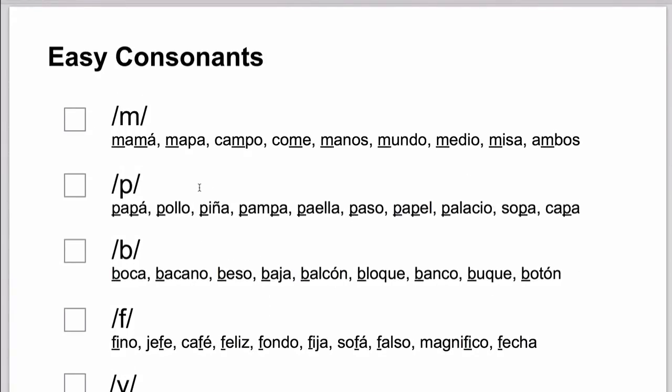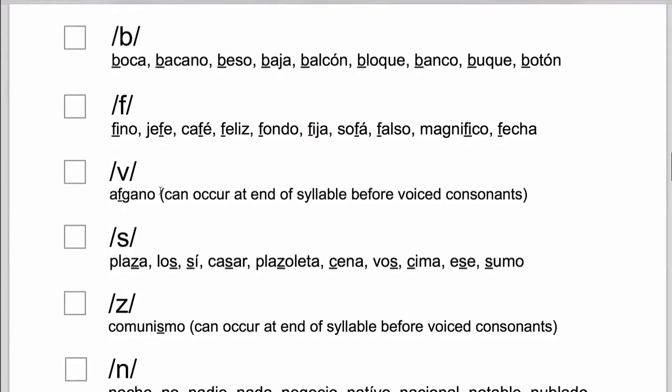Now we have our consonants. We divide Spanish consonants into two categories, easy and tricky. The easy consonants are easy because they exist in English and most other languages, so we're not going to cover them here for the most part, except a couple of exceptions. The v and the z, they don't actually exist in Spanish, but we include them here because they do occur. You will hear people say them when they're speaking fast.